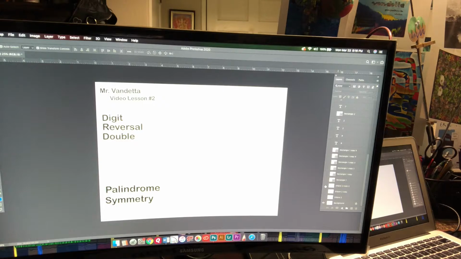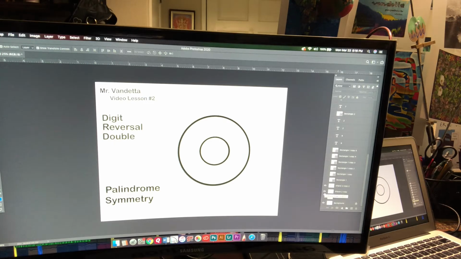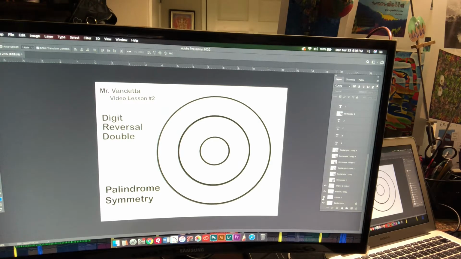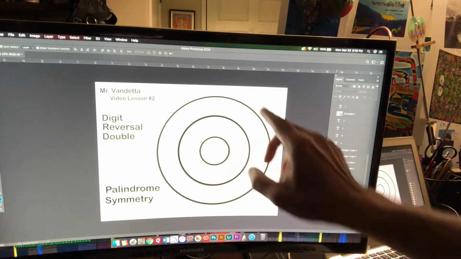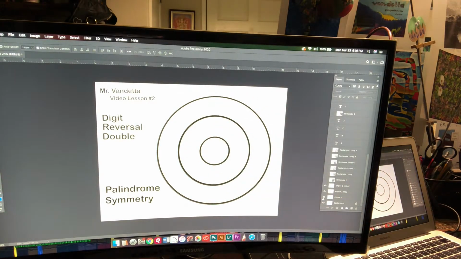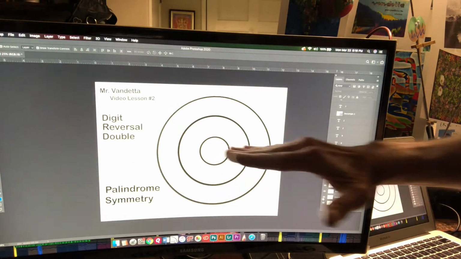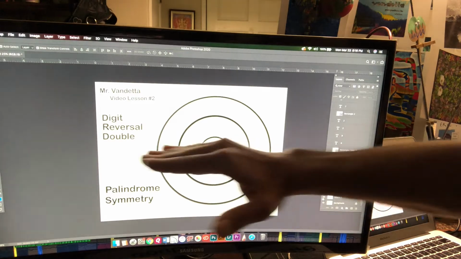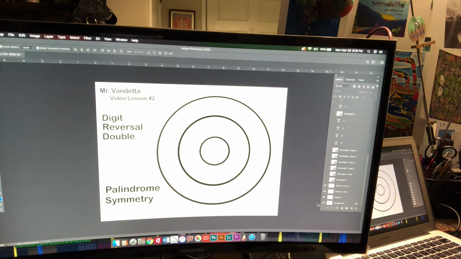You're going to start by making a circle, not too large, like this. Then make another circle going around it, and then make one more circle going around that. Now we've got 3 circles, and the circles are within each other. One small, one medium, one large. Now we're going to use this invisible line right through the center of those circles to make a palindrome.